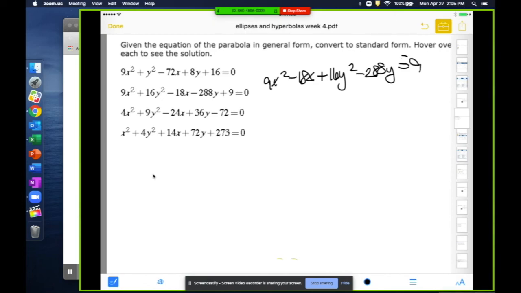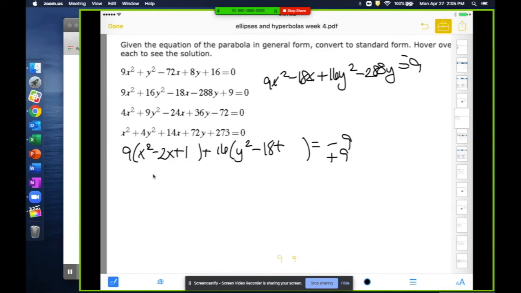equals negative 9. Now, completing the square, I have to factor out that 9 that's in front to make a coefficient of 1. So we get 9 times x squared minus 2x plus blank, and then I'm going to go ahead and factor out that 16 to be left with y squared minus 18y, and my apologies, that should say 18y, and then equals negative 9. I'm going to complete the square.